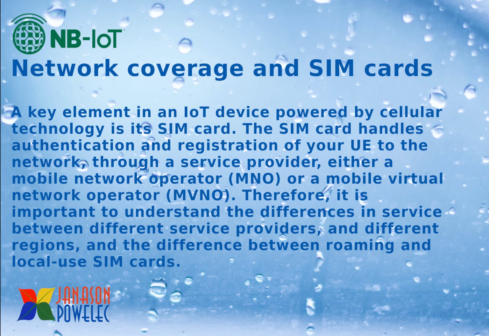In this video, we will talk about network coverage and SIM cards. A key element in an IoT device powered by cellular technology is its SIM card. The SIM card handles authentication and registration of our UE, that is user equipment, to the network through a service provider, either a mobile network operator or a mobile virtual network operator. Therefore, it is important to understand the differences in service between different service providers and different regions, and the difference between roaming and local use SIM cards.